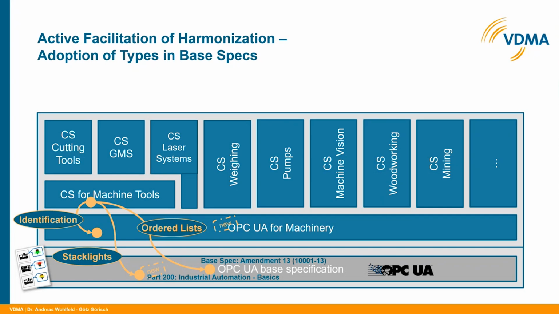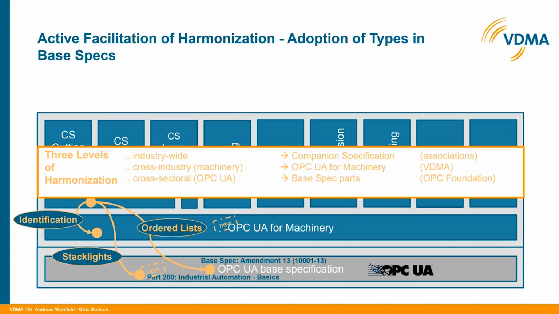So what we ended up with, while starting with the intent of just defining a companion specification for our domain, machine tools, in the end, we ended up with three levels of harmonization. The first is for one industry, one domain. In our case, this was machine tools. And this is done on the level of associations, special associations, like in this case, the VDW. The next level is cross-industry, but still the association level, in this case, VDMA.